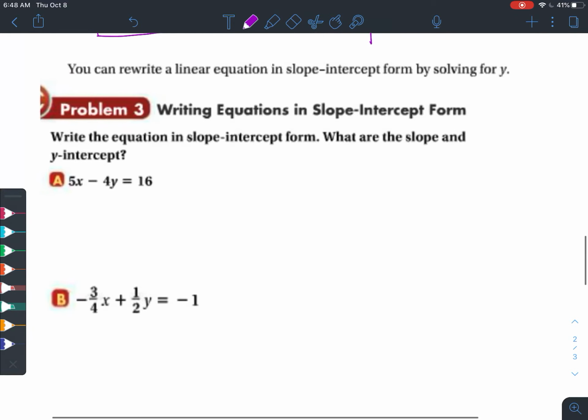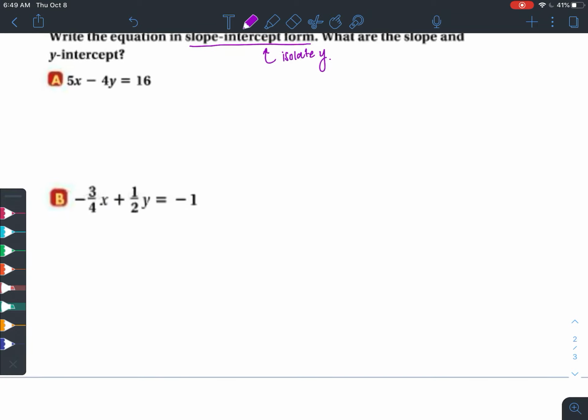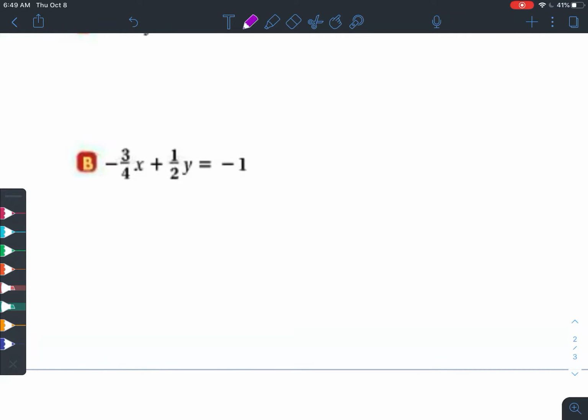All right. Sometimes we'll be given an equation in a different form, and so we will need to put it into y-intercept form by getting y by itself. So the key here is that we need to isolate y. Okay, I'm actually going to leave this first one for you, and I'm going to do the second one with you since it's a little bit more difficult. So I have 3/4 x on both sides, so I'm going to add 3/4 x to both sides here.